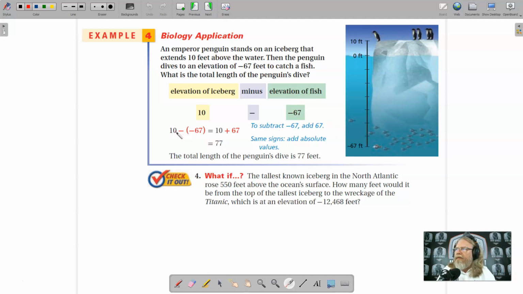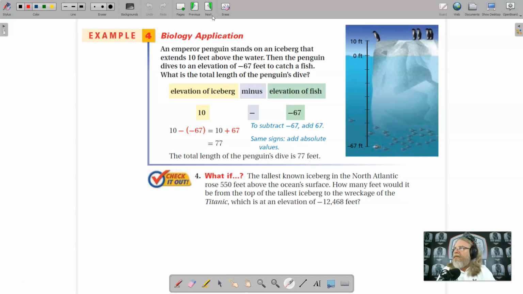So we're going to end up with 10 minus negative 67. Keep the 10 as 10. Change the sign from subtraction to addition. The opposite of negative 67 is positive 67. They're now both the same sign, so let's add those values together. 10 plus 67 is 77, and they're both positive, so the answer is positive. Therefore, the length of the penguin's dive is 77 feet.